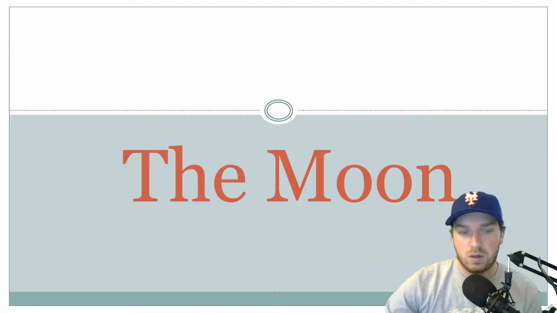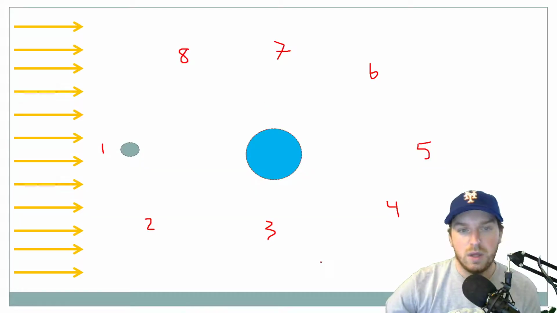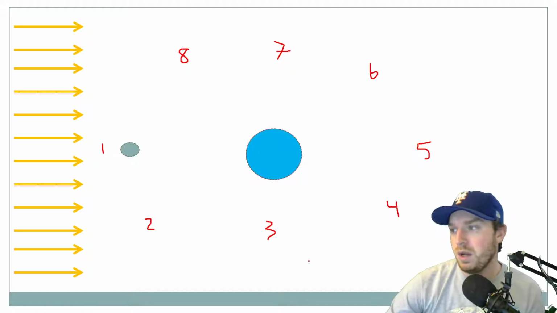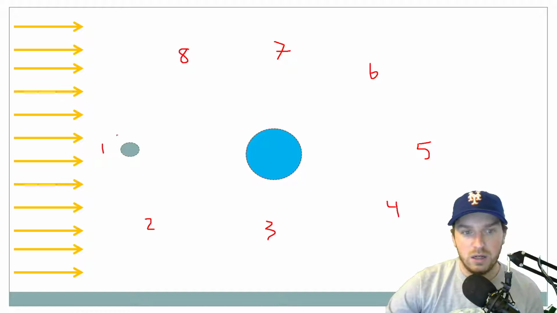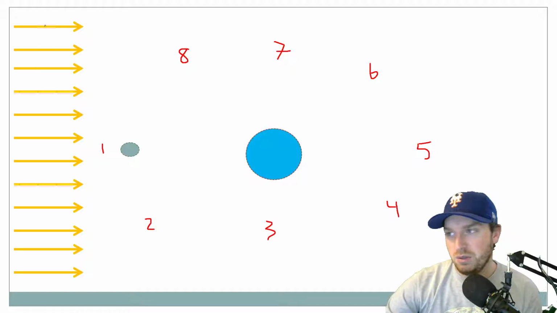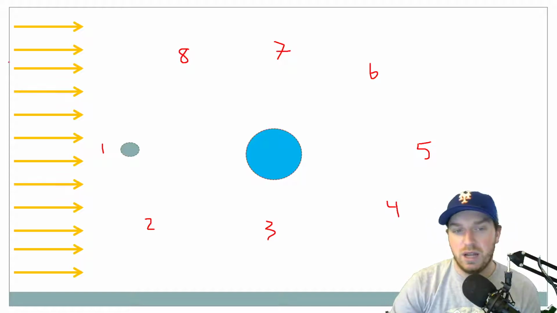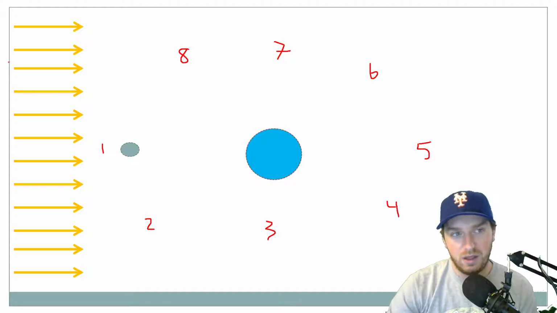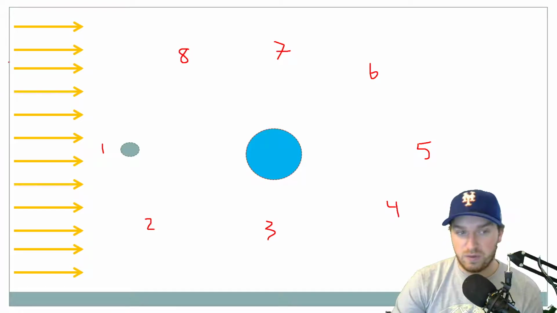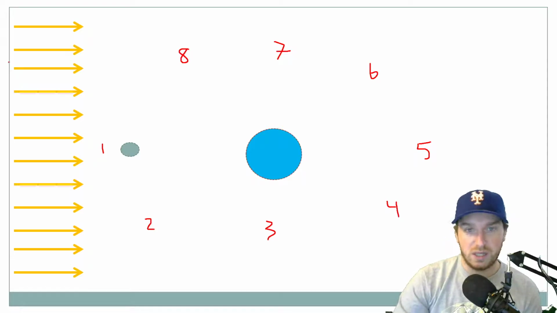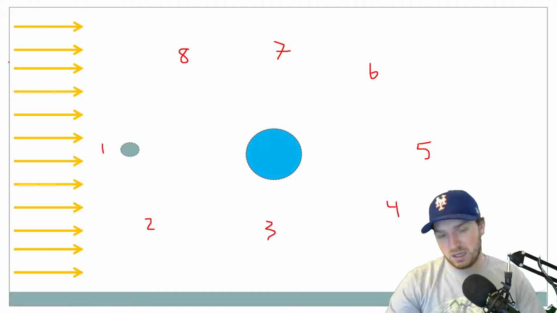Okay, let's do it. So I have a little setup here. This blue circle right here is the Earth. You are here. The moon is this grayish, kind of green tinted circle right here. I drew in numbers all the way around, and these yellow lines represent the sun being way out to the left, and the yellow lines represent the light coming from the sun, and it comes in pretty much parallel based off of the fact that it's so far away.